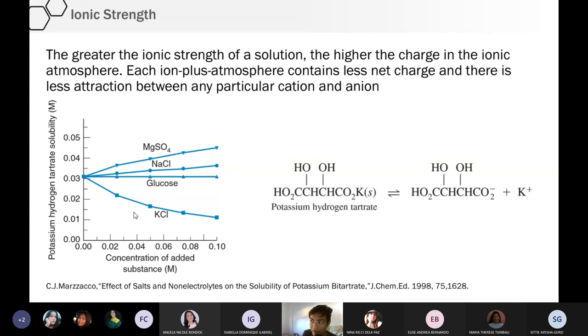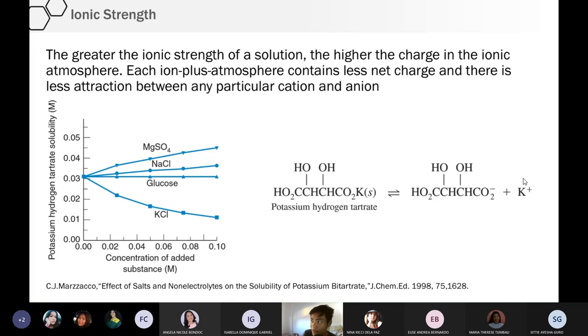How about potassium chloride? Well, look at potassium chloride. What happens when you add potassium chloride to your equilibrium? The solubility of potassium bitartrate decreases. Why does it decrease? Well, look at the equilibrium. Potassium is there. And it is governed by the common ion effect. Okay? That is what happens. So when you add potassium chloride, the solubility will decrease because of the presence of potassium ions.